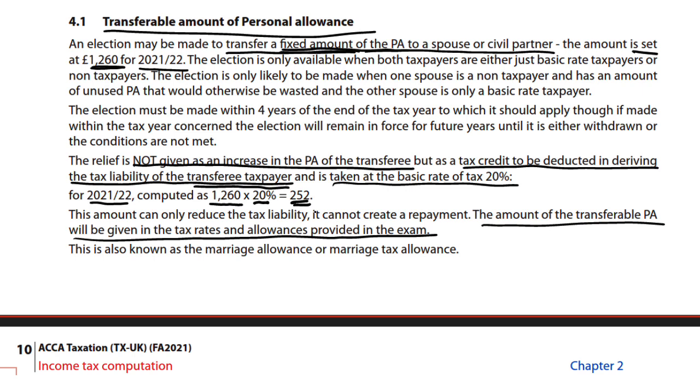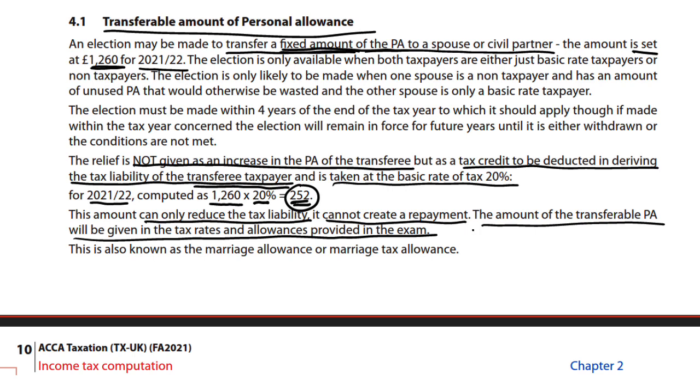When you've calculated your basic rate tax, and you'll find here it will only be basic rate tax, then in the absence of higher or additional rate being the tax liability, there'll be a reduction in that tax charge equal to £250. Now then, though it is a tax credit, it can only reduce the tax liability. It cannot create a repayment.